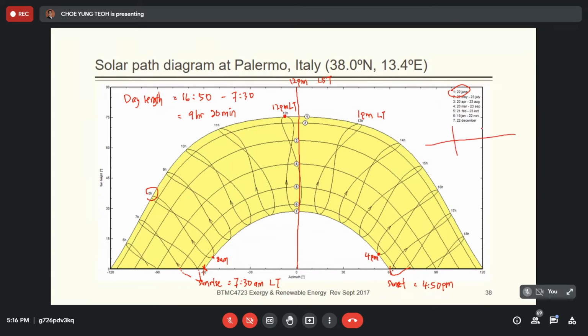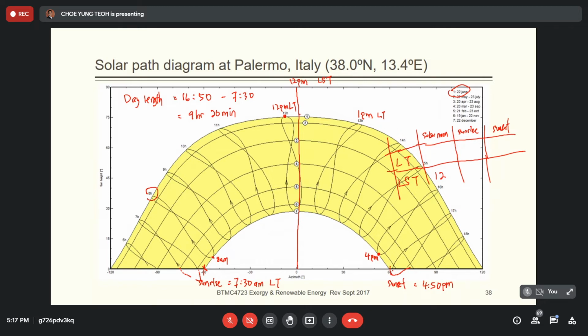So maybe I write something like this. Make a table. This is solar noon. Okay, sunrise, sunset. And we have local time, local solar time. Okay, so first, solar noon, I know that solar time is 12 p.m. Okay, and then local time.